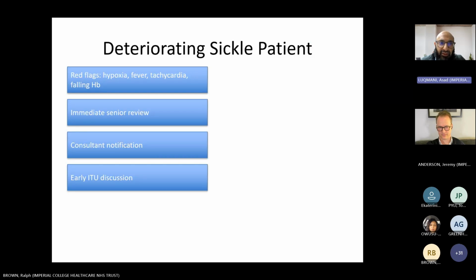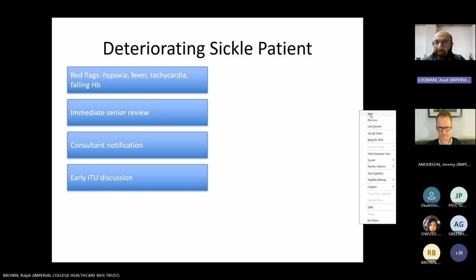Just to summarize what was on the previous slide, it's really important to identify those red flags suggesting that the patient is deteriorating or presenting with a much more medically severe complication of sickle cell disease. And some of those red flags include hypoxia, fever, tachycardia, and falling hemoglobin level. And these patients warrant immediate senior review and discussion with a consultant and early liaison with the ITU team or the critical care outreach team. Next slide.